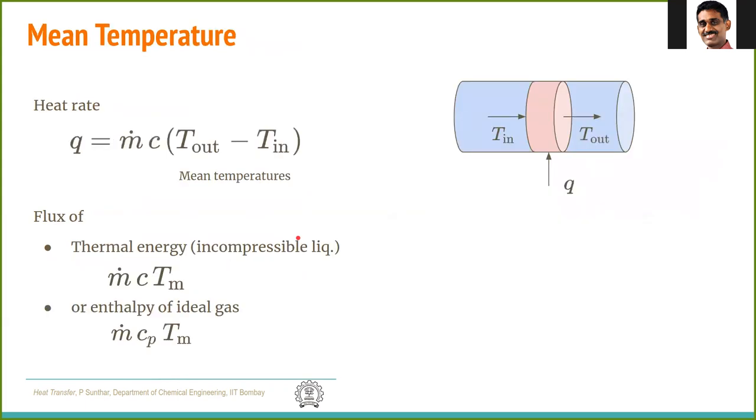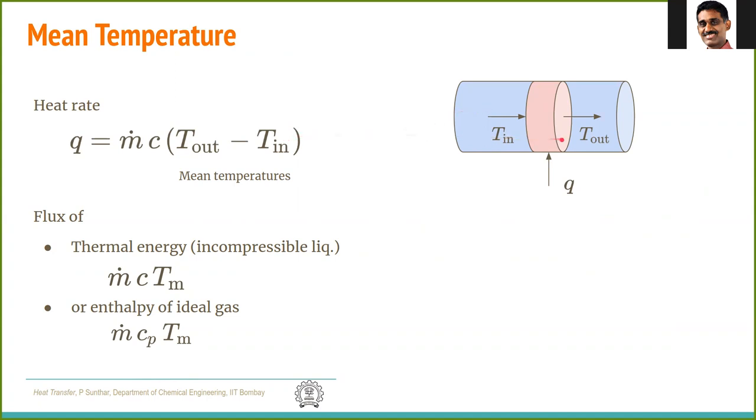But first, let us define what is called the mean temperature. Just as we had mean velocity in the momentum boundary layer, here we need to define a mean temperature, which can be used to find the temperature difference between the surface and the fluid.